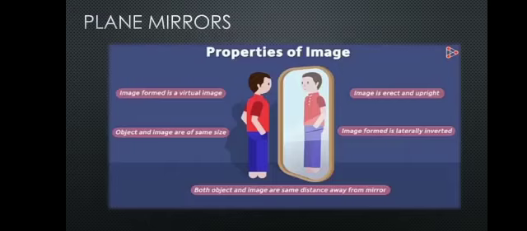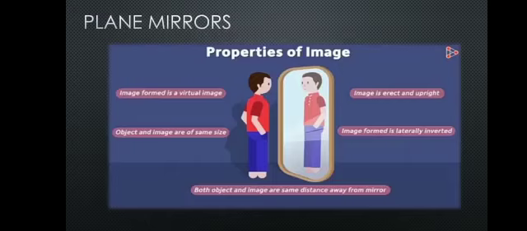So there are some properties of plane mirrors. You can see here, the image formed is a virtual image. In this type of mirror, the image formed is virtual. It means it is not a real image. It cannot be taken on a screen. Object and image are of the same size. You can see the image of yourself as the same height as you are.